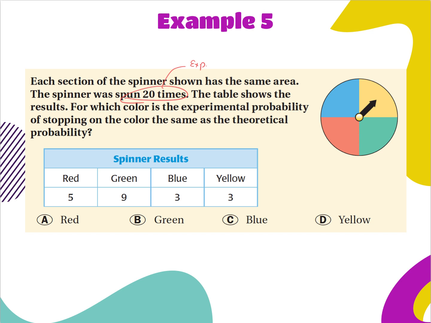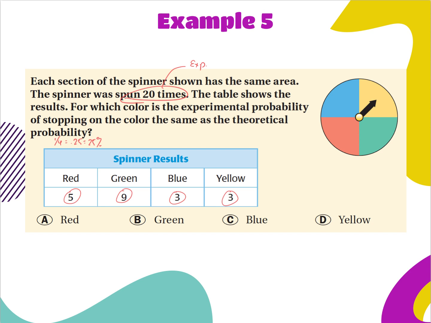When they did the experiment, they got red 5 times, green 9 times, blue 3 times, and yellow 3 times. Notice that that adds up to 20. So it says, for which color is the experimental probability of landing on a color the same as the theoretical? Well, let's talk about theoretical first. The theoretical probability of getting a red is going to be 1 out of 4, or 0.25, or 25%.